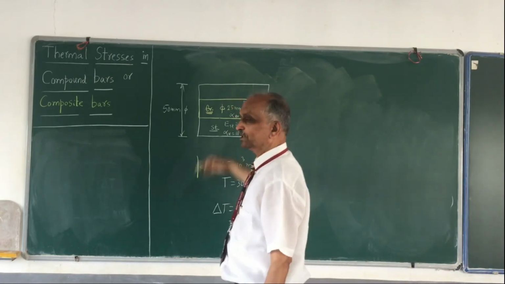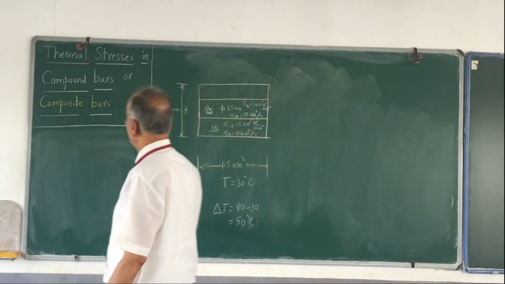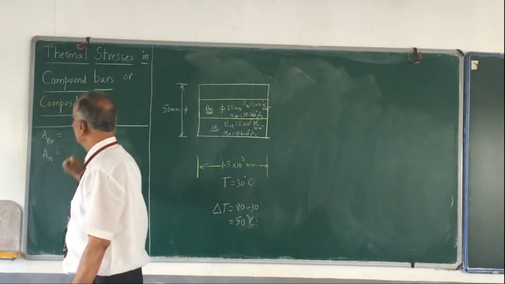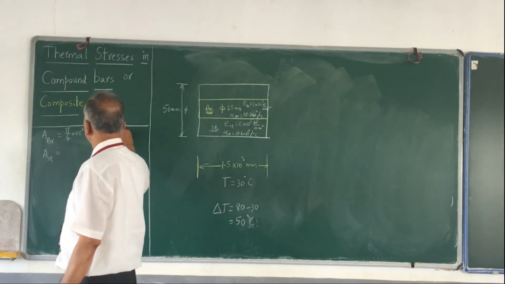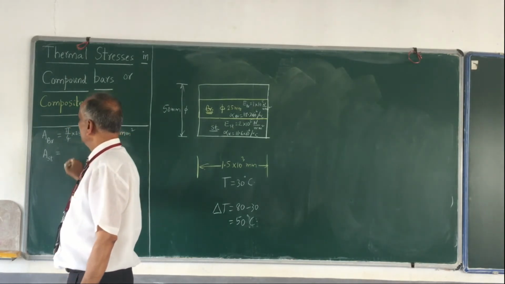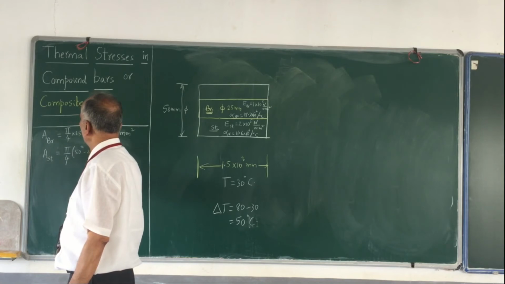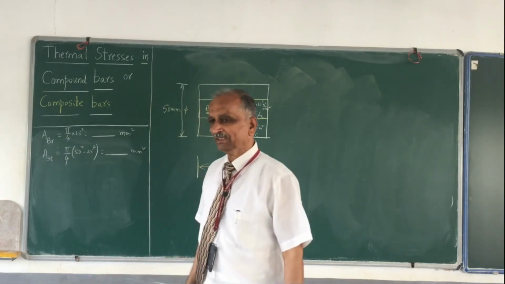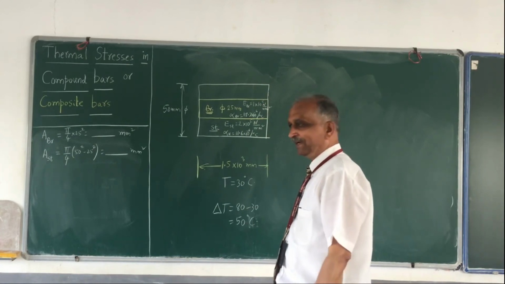Instead of 1 and 2, we shall now call them brass and steel. You can calculate what is required: A brass, how much, and A steel, how much? A brass is pi by 4 into 25 square, so many millimeters square. Similarly, A steel is pi by 4 into 50 square minus 25 square, so many millimeters square. It is required, so calculate and keep it ready. Everything is fine now.